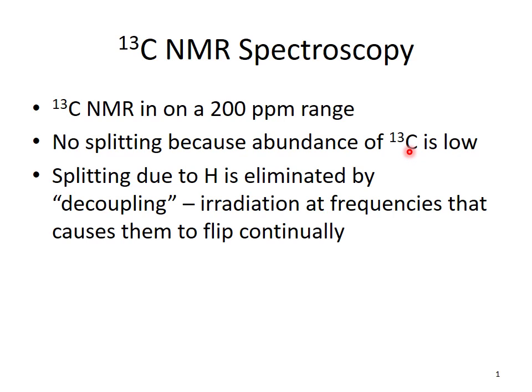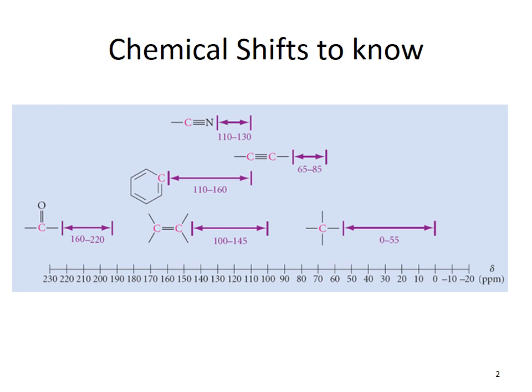We don't have carbon-13 split each other because rarely do you have a carbon-13 next to a carbon-13 in a molecule, because there's such a low percentage of it. So that simplifies the whole spectroscopy of carbon-13.